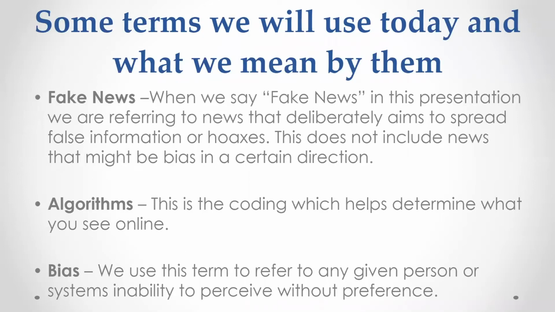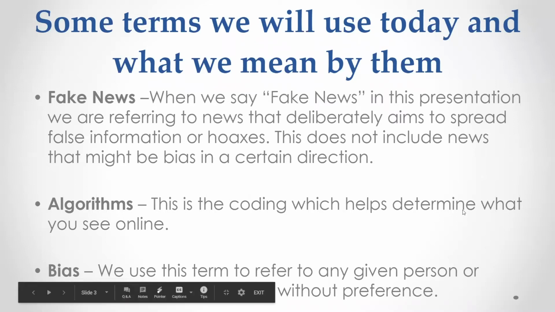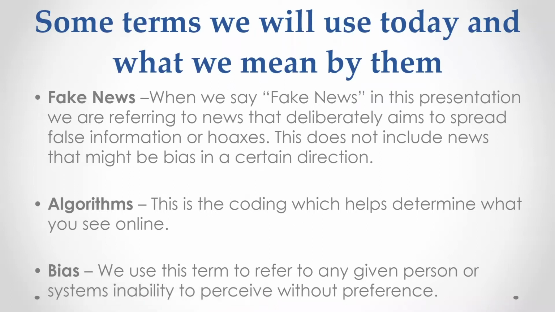All right, so there are three terms that we should be familiar with that I will introduce right now. The first term is fake news. When we say fake news, we mean news that deliberately aims to spread false information to an audience and provides misinformation. The second word is algorithms. This is coding, which helps determine what you see online. Many sites, such as websites and social media sites, use algorithms to determine what you see on your newsfeed.